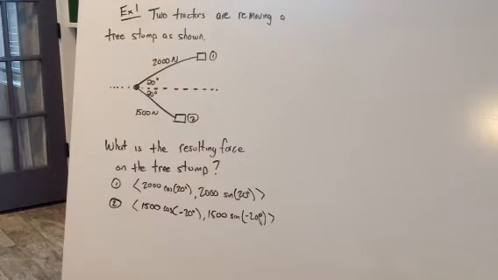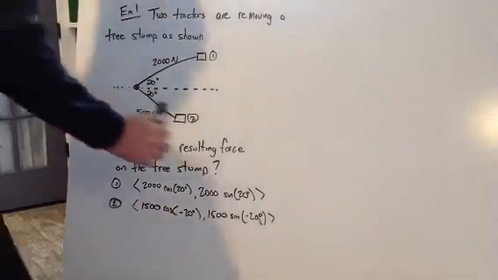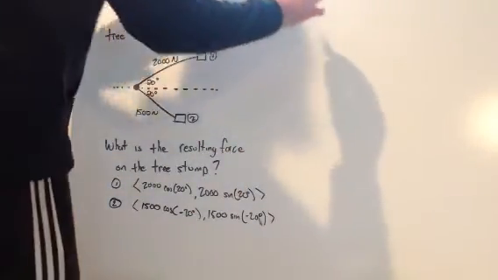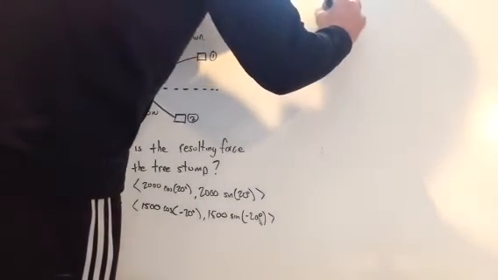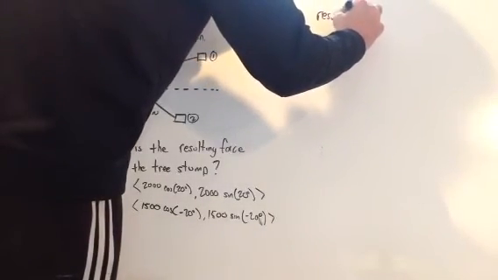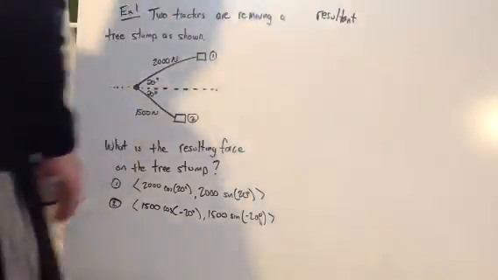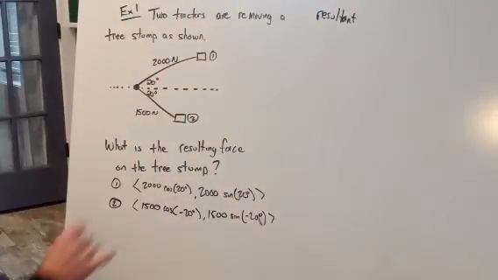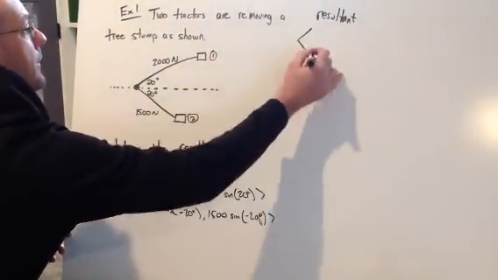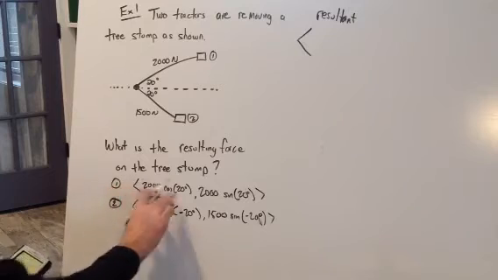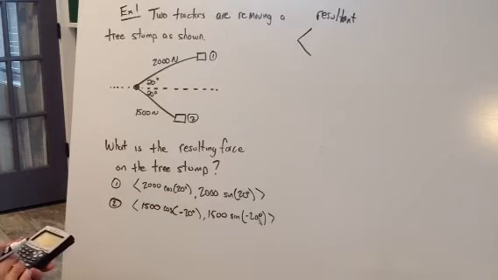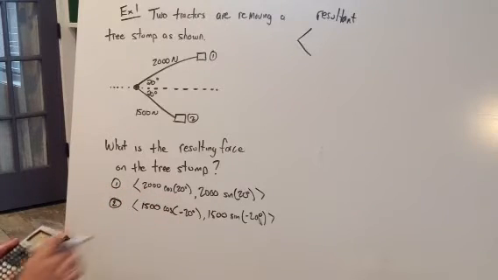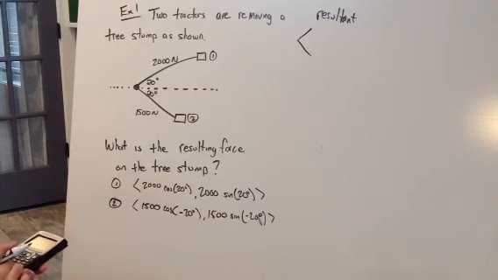Alright, let me grab my calculator. We can add those like that, which is probably what I will do. Okay? And so I'll put the resultant up here if you haven't figured that out yet. Resultant is what we get when we add them together. So for horizontal, I'm going to take 2000 cosine 20 plus 1500 cosine negative 20.